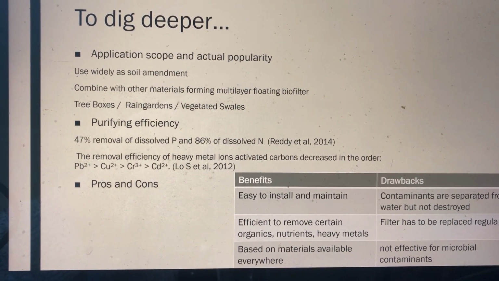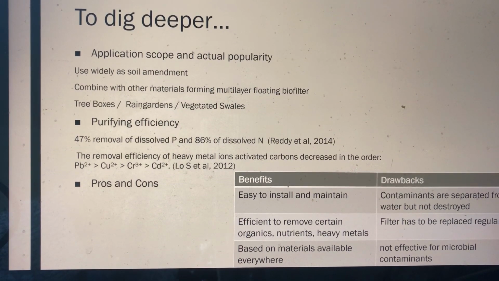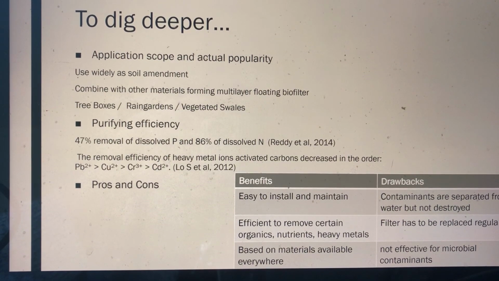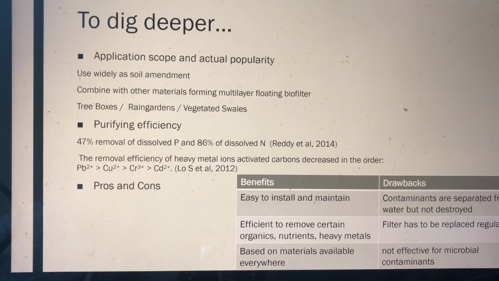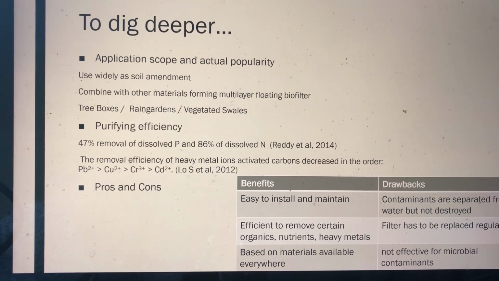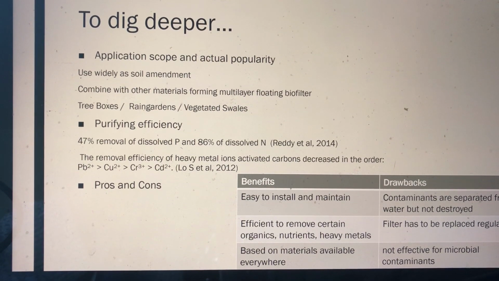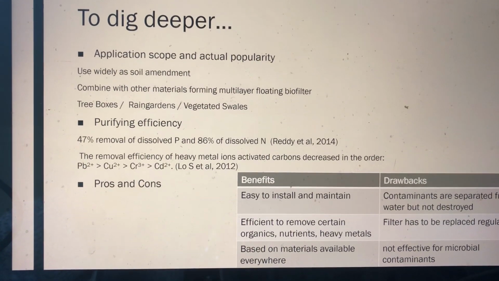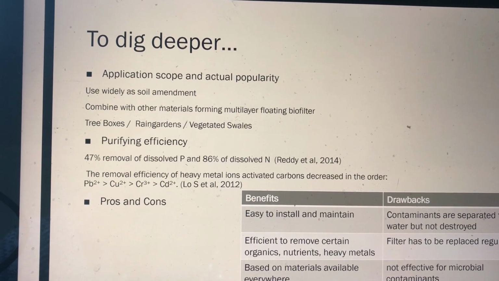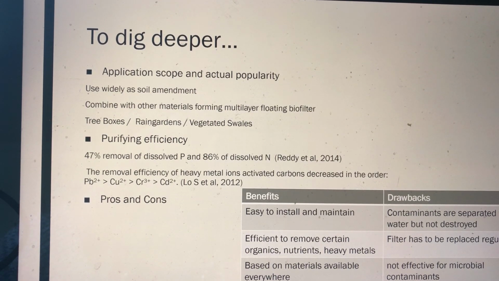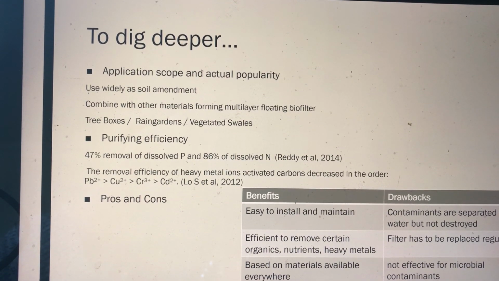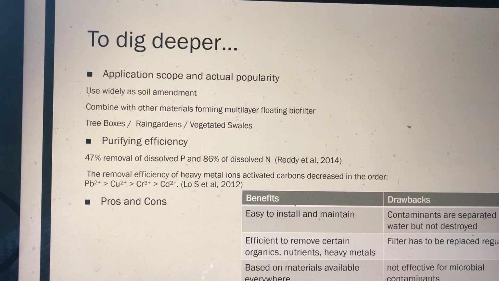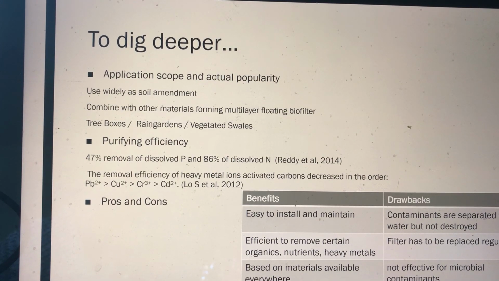So the questions that I raised and would like to dig deeper into are from three aspects: the application scope and popularity, the purifying efficiency, and the pros and cons of activated carbon applications. From what I got so far, a very preliminary result, I would say we have already used activated carbon widely as a soil amendment, especially combining activated carbon with other materials to form biofilters in the engineering of tree boxes, rain gardens, wells, and other practices that I introduced to you on the previous slide.